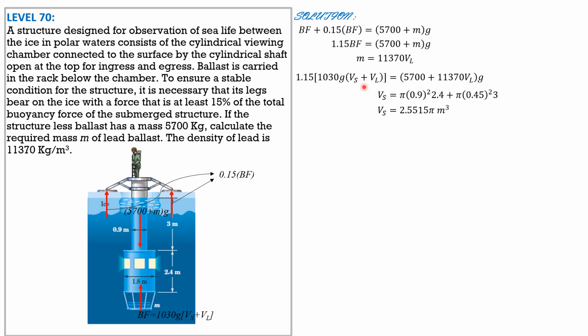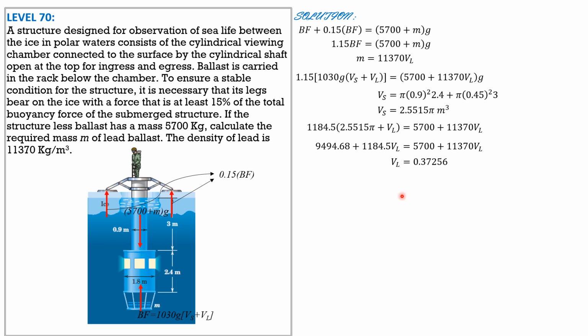So substitute here with g cancelled. So 1184.5 times the quantity 2.5515 pi plus the volume of lead ballast equals 5,700 plus 11,370 times the volume of lead ballast. So from here we can solve for the volume of lead ballast. Before that, let's simplify further by distribution. So the volume of lead ballast can now be computed as 0.37256 cubic meters.